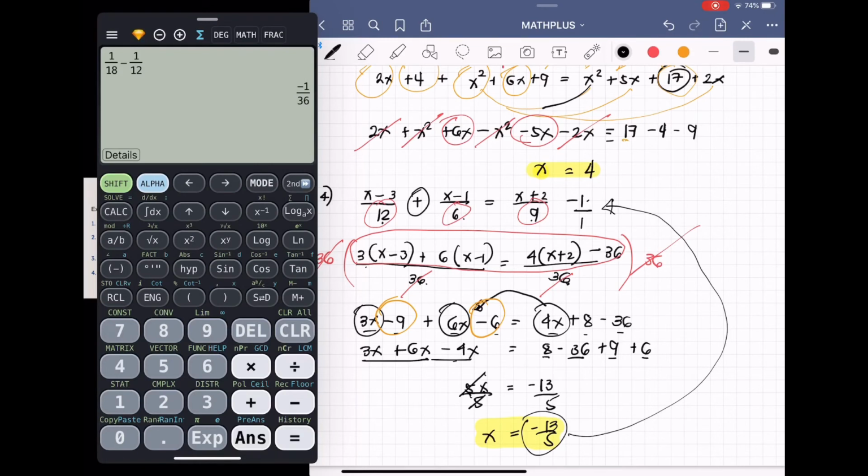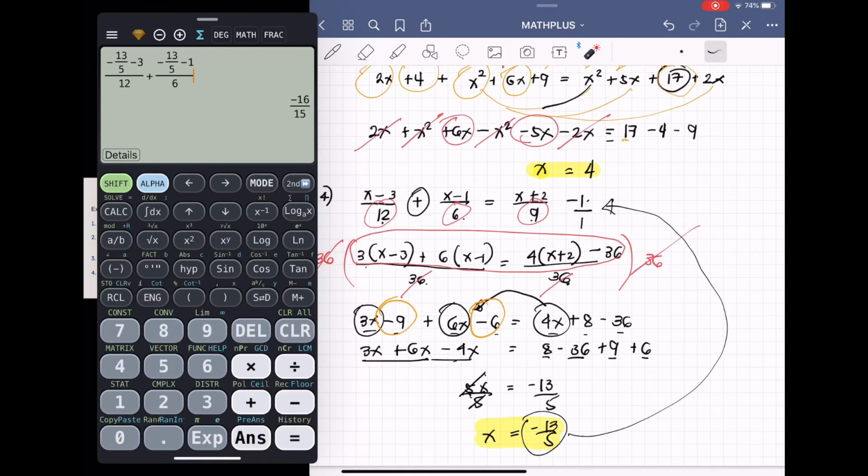So that would be fraction. So fraction, I have x minus 3. So I'll have negative 13 over 5, minus 3 all over 12. Okay, I'm simply substituting x here. Plus, I need another fraction. So I'll have x minus 1. So that's negative 13 over 5, minus 1 divided by 6.